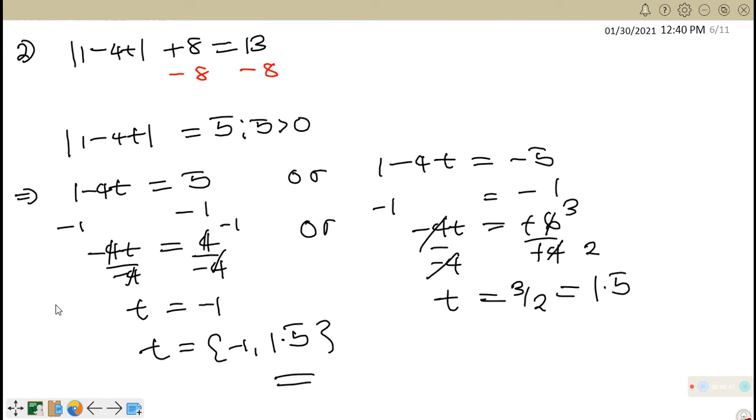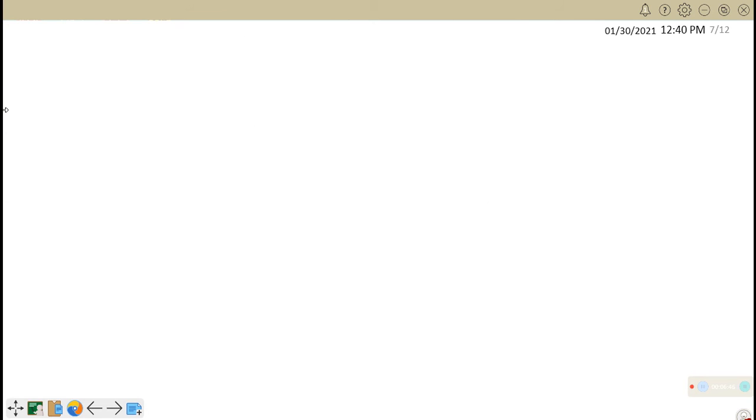Example 3. For example number 3, we have something like this: the absolute value of minus 2x equals 4.